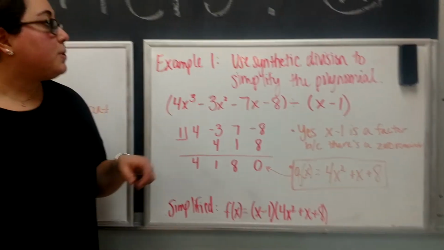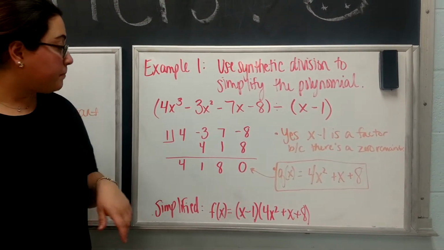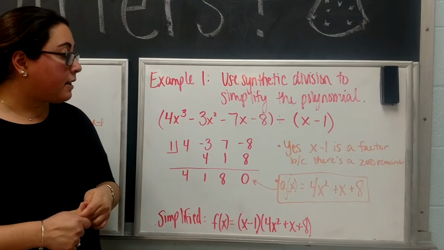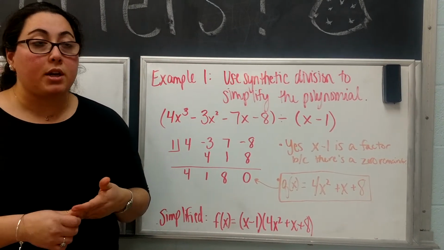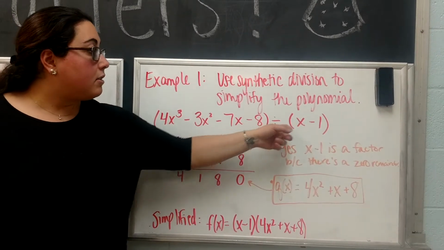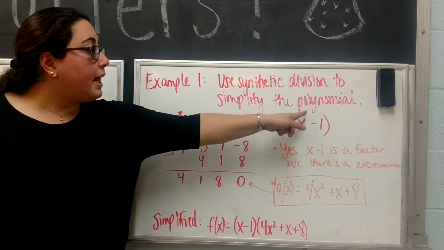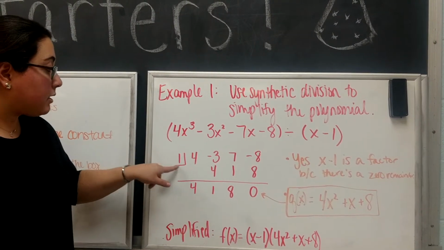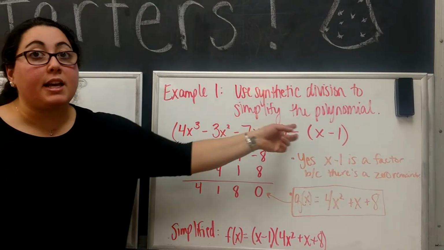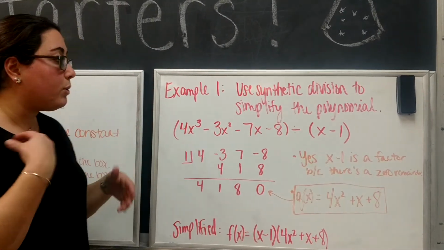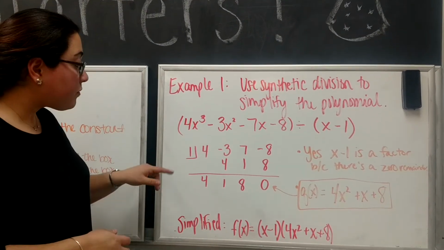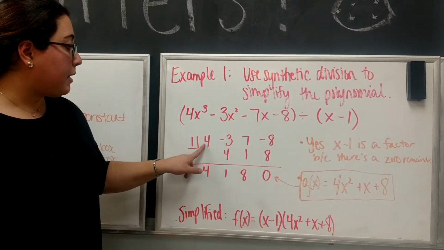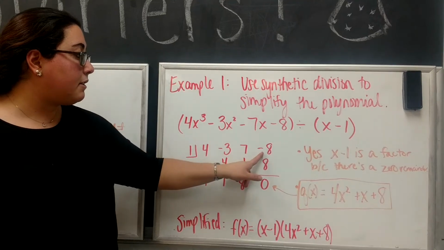So for example 1, use synthetic division to simplify the polynomial. My polynomial, 4x cubed minus 3x squared minus 7x minus 8, is divided by x minus 1. This is my dividend, this is my divisor, and because it has a degree of 1, we're able to use synthetic division. So in the box would go your constant, which in this case is 1. Again, it's kind of the opposite of what you would think, or think of your zero. The coefficients of your polynomial get placed along this top line: 4, negative 3, 7, negative 8.